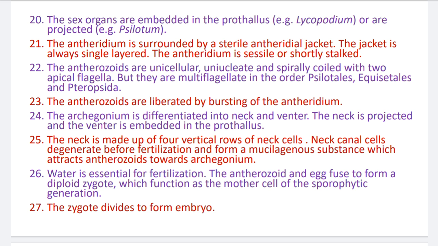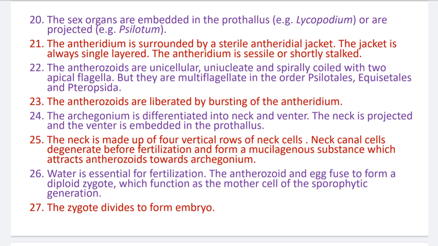Why is it called sterile? Because it is protective. And why can we not call it fertile? Because this sterile jacket layer cannot produce the sperm, cannot produce the egg, and is not directly involved in sexual reproduction. They are just supporting structures, so they are called sterile structures. Okay. Now this antheridium may be sessile. Sessile means without stalk or having a small stalk.